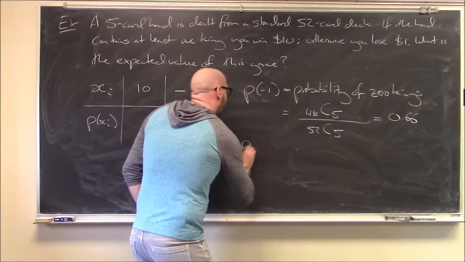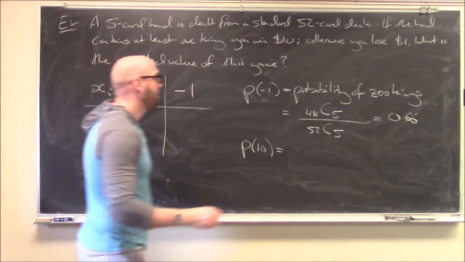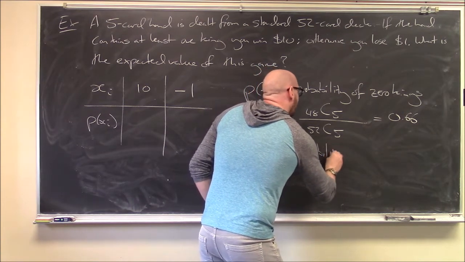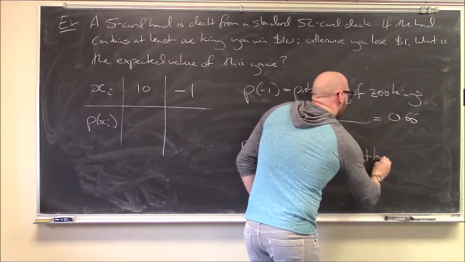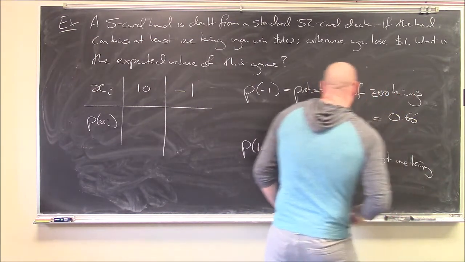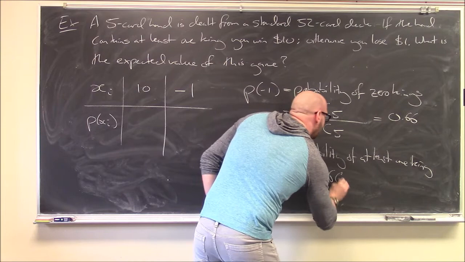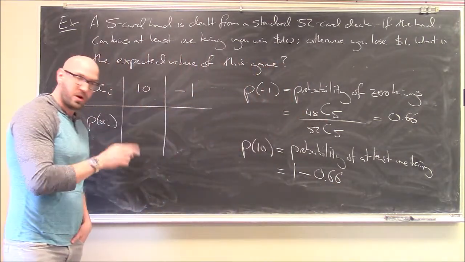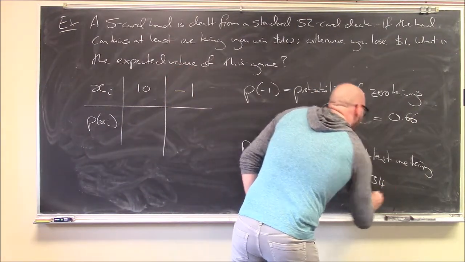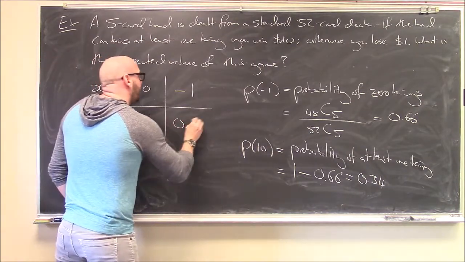Okay, so the probability we want to assign to the value 10 would be the probability of at least 1 king. And this is just 1 minus 0.66. The probability of at least 1 king should be 1 minus the probability of no kings, and that is 0.34. So we'll put these up here in our little table, 0.34 and 0.66.